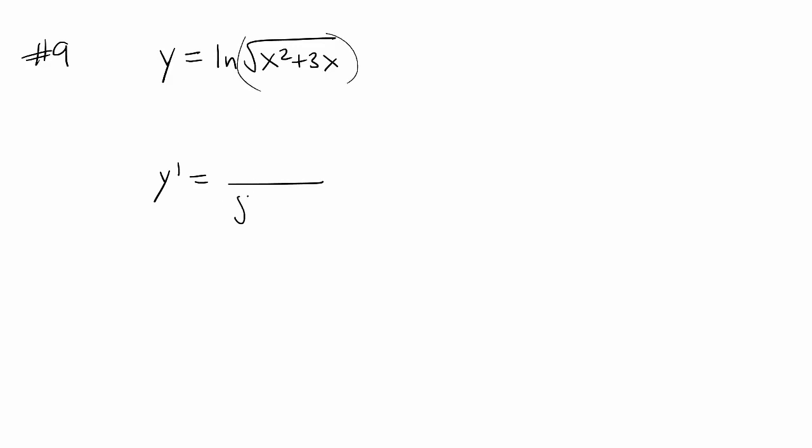So for number 9, we have y equals ln the square root of x squared plus 3x. So we know that when we do the derivative of a natural log, the log goes away, you're going to have a quotient. Whatever is inside the log, the square root part, is going to go into the denominator of the derivative, and then you would need to find its derivative and put that in the numerator.